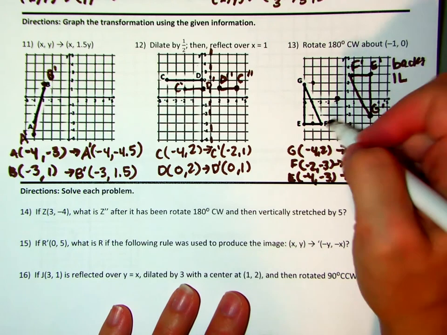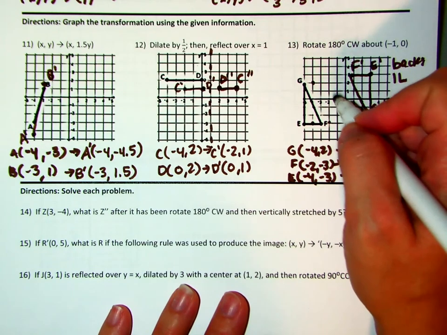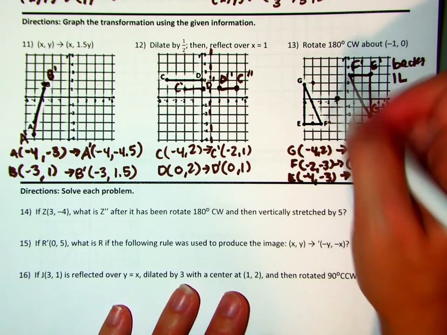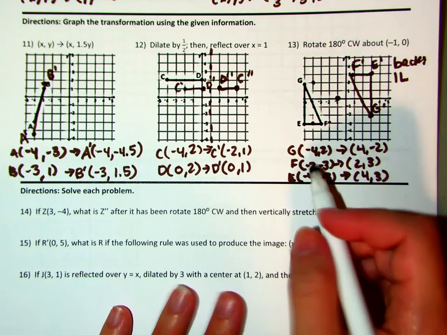and then you can check this. See how this is going up 3/2, up 3/2? That would make a straight line 180 degrees. So we know we've done it correctly.